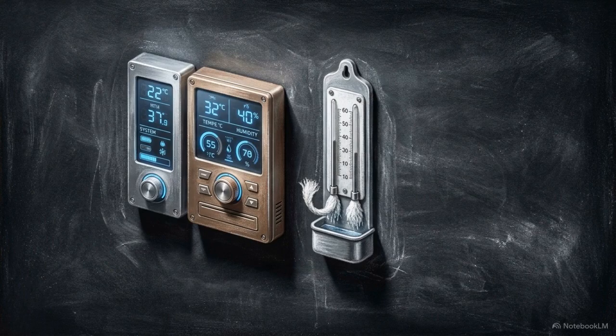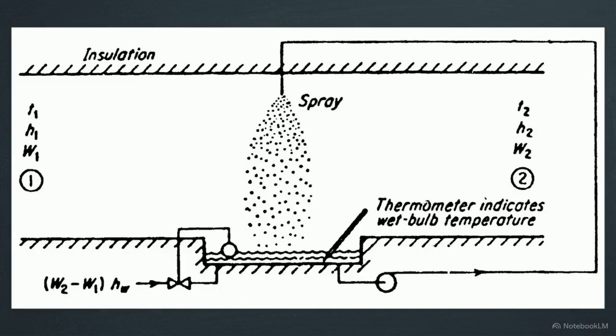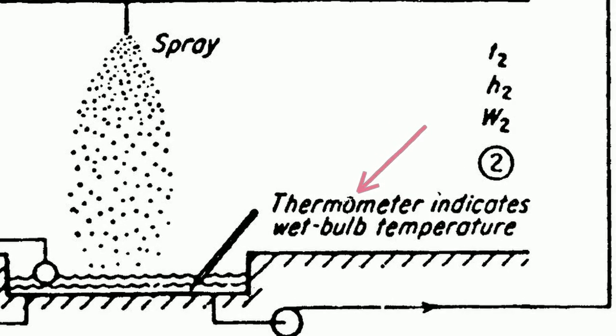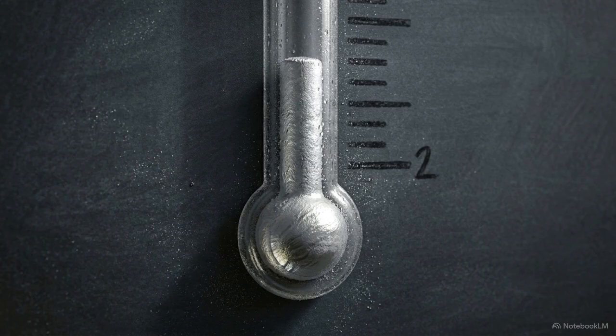While enthalpy measures total energy, wet bulb measures simultaneous heat and mass transfer. This diagram illustrates an adiabatic saturator. As liquid water is sprayed into an airstream, it evaporates. That evaporation cools the air until the mixture reaches full saturation at a constant pressure. The equilibrium temperature the injected water eventually reaches is defined as the wet bulb temperature.